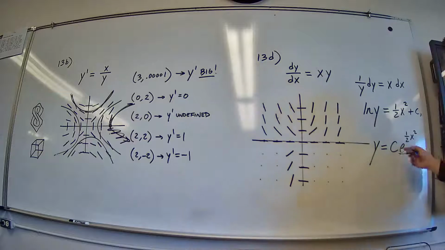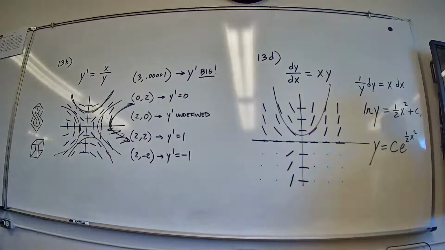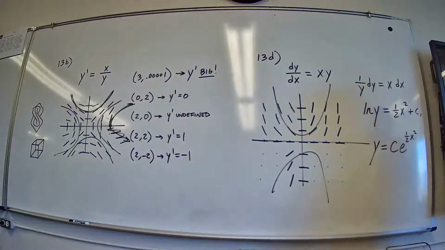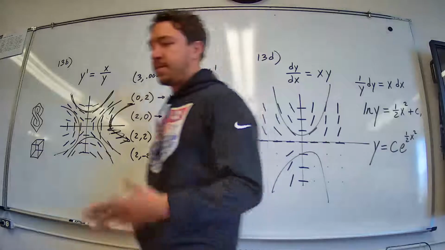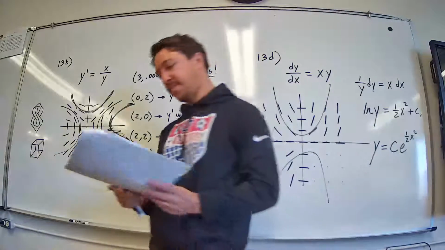So if C is positive, you'd be somewhere up here. And if C was negative, you'd be somewhere down there. And so you can see the slope field is accurate. Okay?